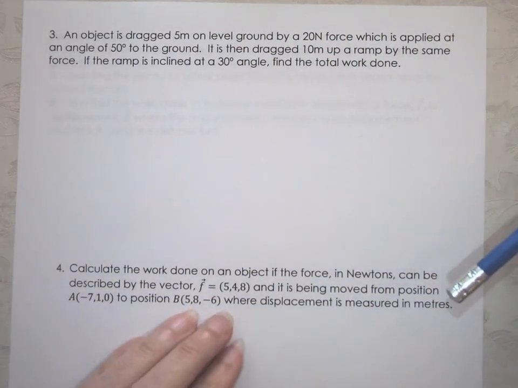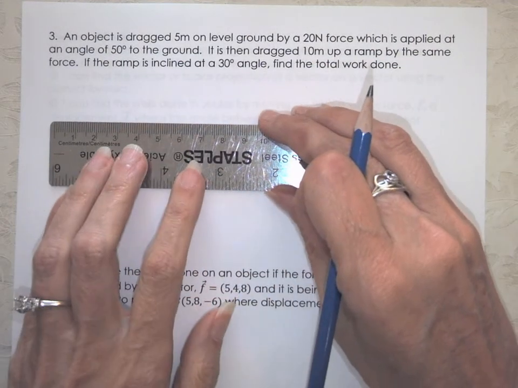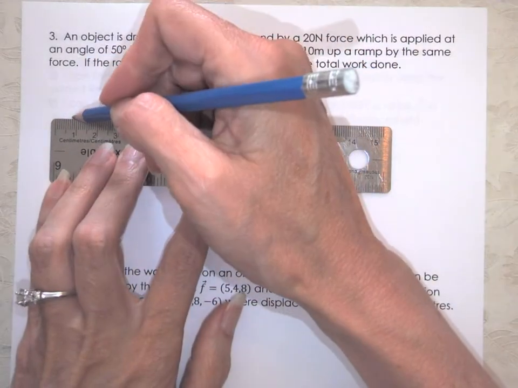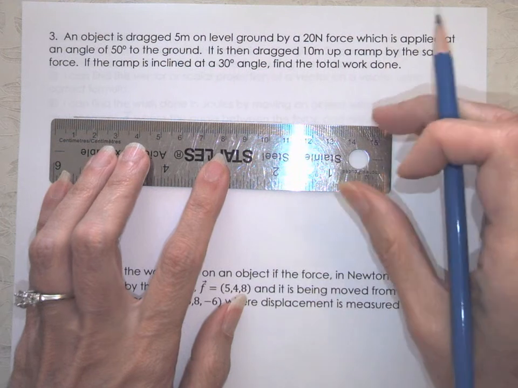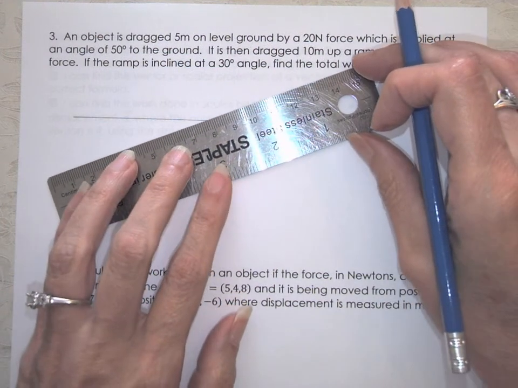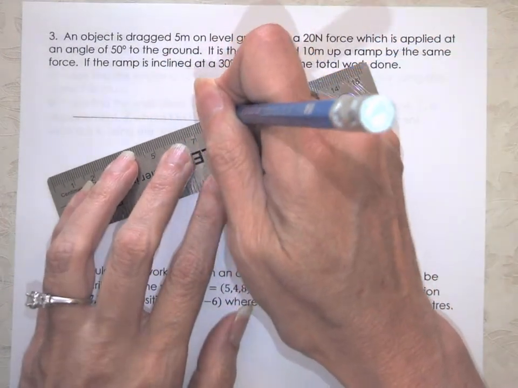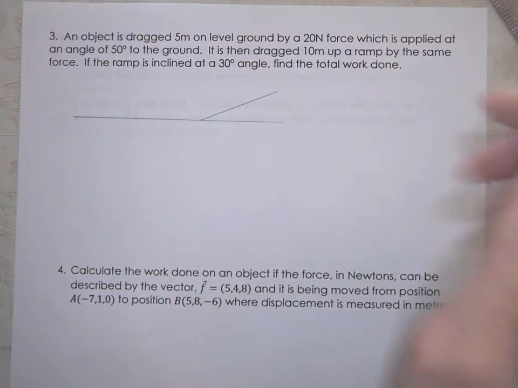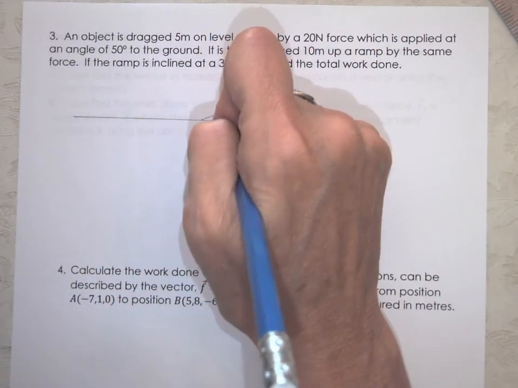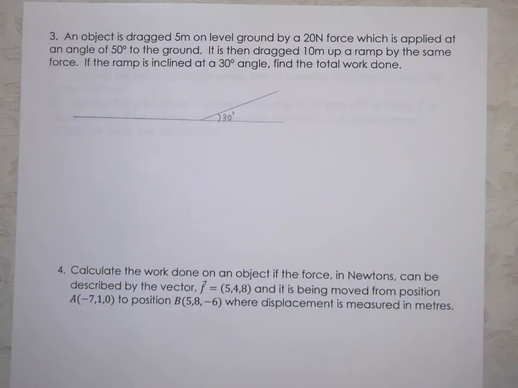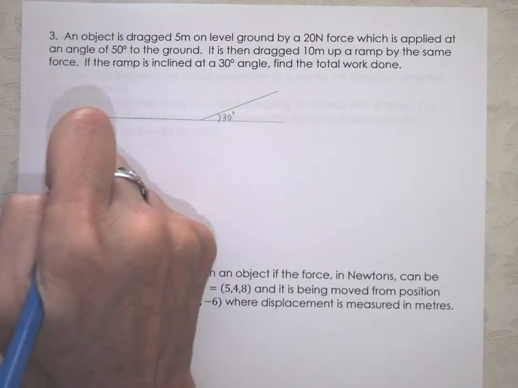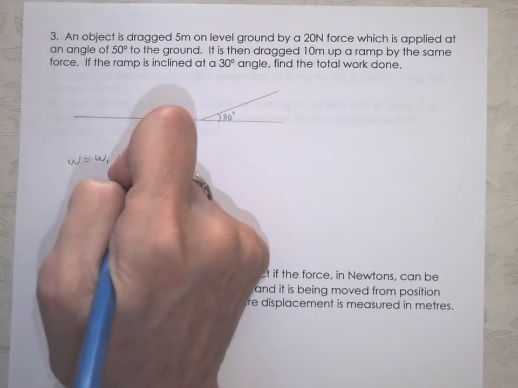So we're going to draw a diagram. I think that will help us with this. We've got our level ground, and then at some point we have a ramp that's inclined at 30 degrees. I'm not going to use a protractor, I'm just going to say that this is 30 degrees here. And there's our ramp. So I'm going to divide it into two different works. Our total work is going to be work 1 plus work 2.